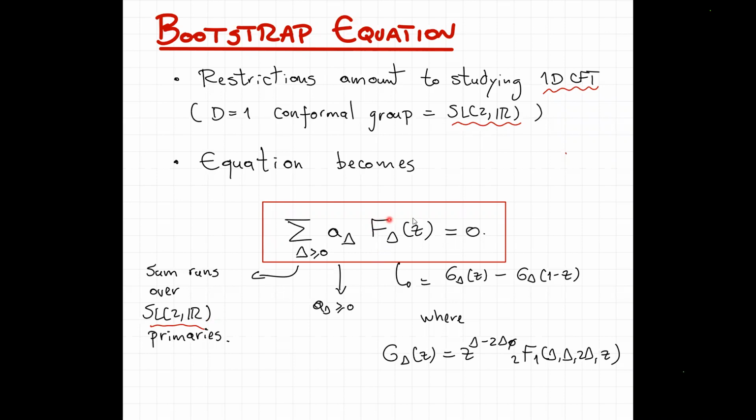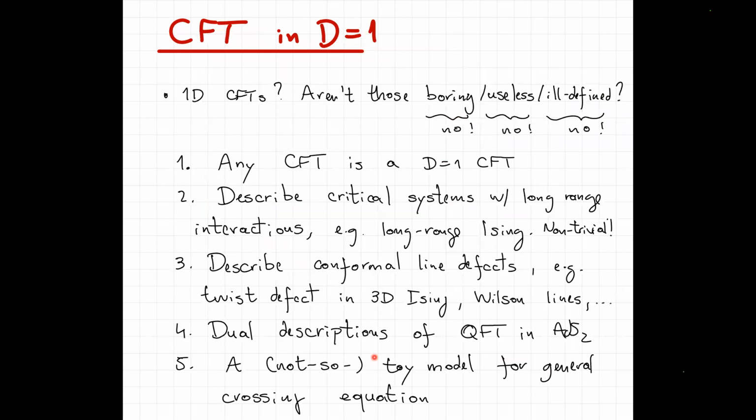And furthermore, this F delta of Z, this crossing factor, which is the difference of the conformal blocks, now I can tell you what this conformal block is. It's something relatively simple. It's essentially a hypergeometric function with some prefactor. In my conventions, you see that the conformal block depends on the external scaling dimension, so the scaling dimension of phi. And so a lot of our time will be spent understanding this equation in great detail. Now, let me make some comments.